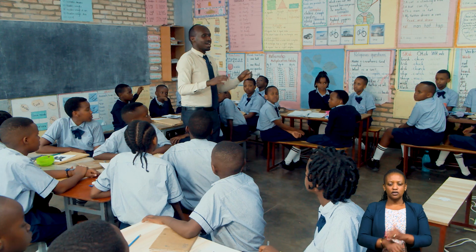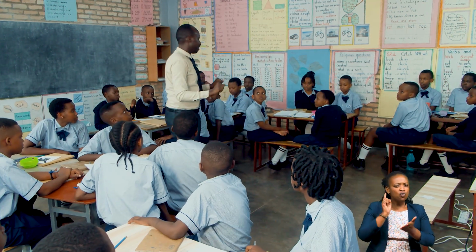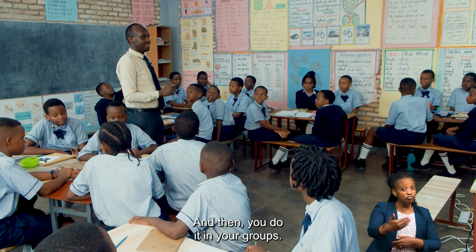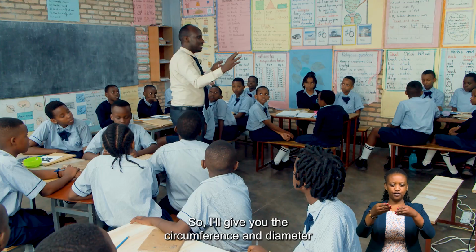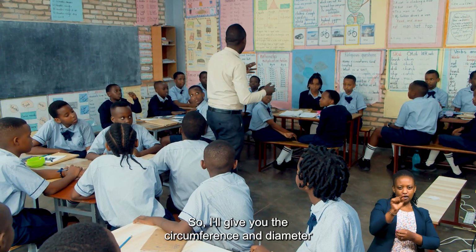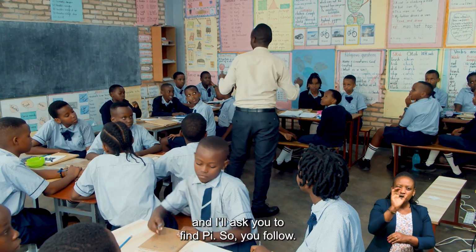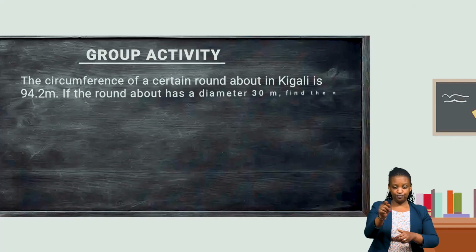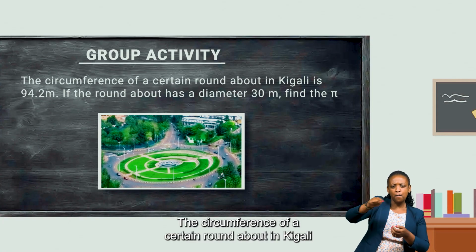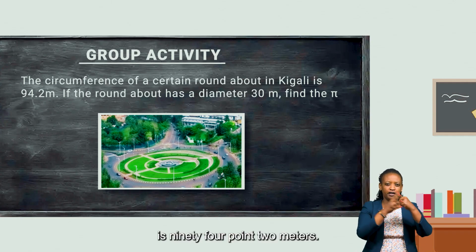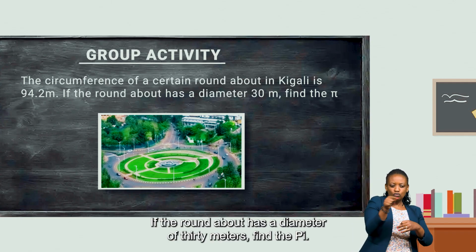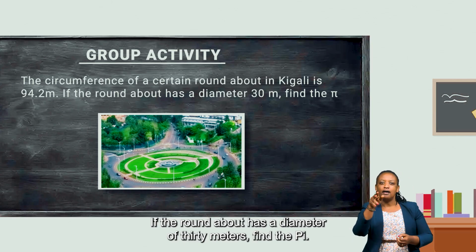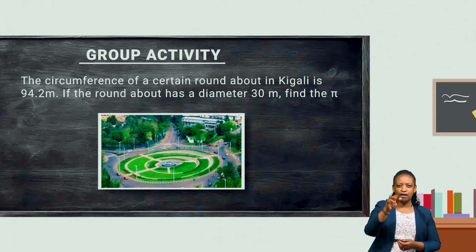I'm going to give you a question. A what? A question. And then you do it in your groups. So I'll give you the circumference and the diameter, and I will ask you to find pi. So you follow. The circumference of a certain roundabout in Kigali is 94.2 meters. If the roundabout has a diameter of 30 meters, find the pi.